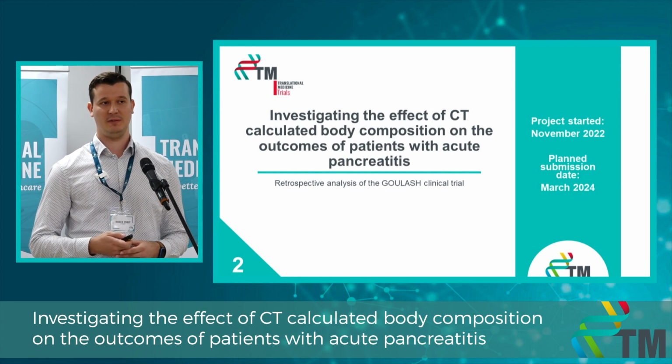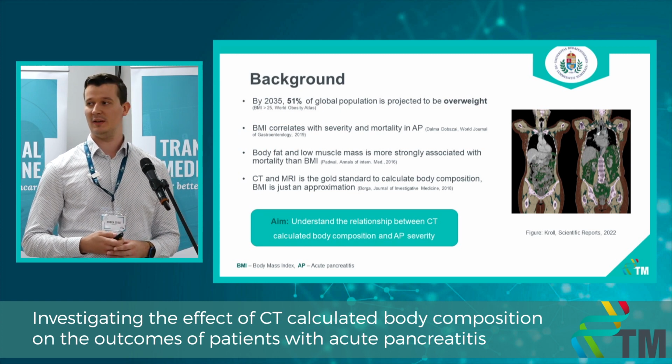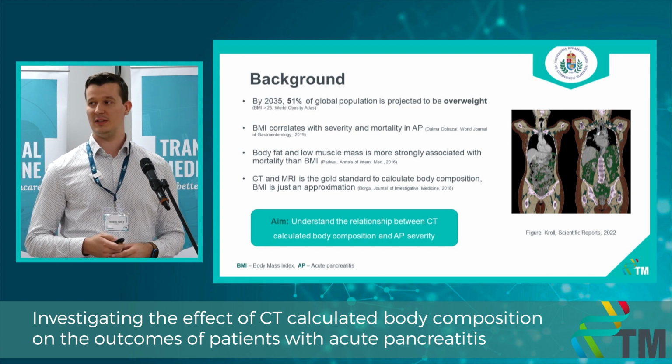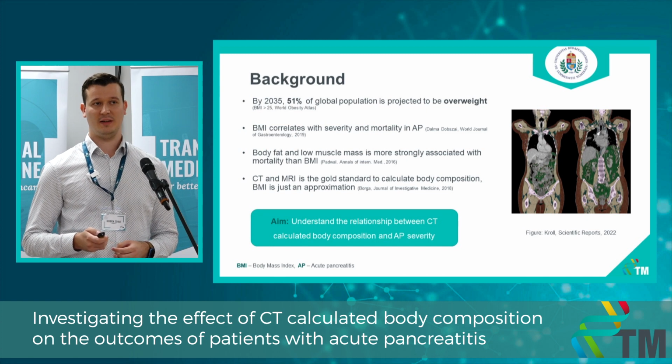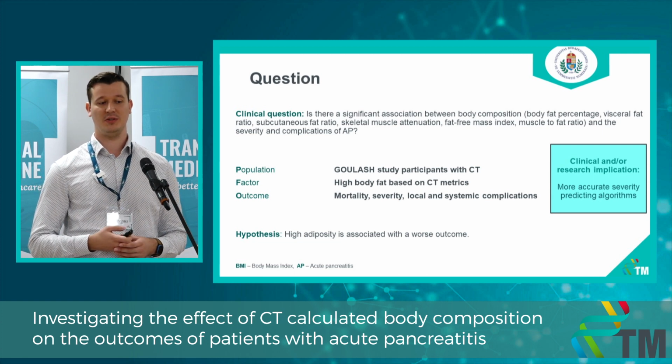About the second project, briefly, we will look at body composition and correlate it with AP severity outcomes. We know that overweightness is a huge global problem, and in many cases it was shown that it leads to worse outcomes, and we would like to see if AP patients are affected the same way. So the question will be if CT-calculated body composition leads to worse outcomes in regard to mortality, severity, or complications in AP patients, and we will use the GULASH study participants who received CTs.